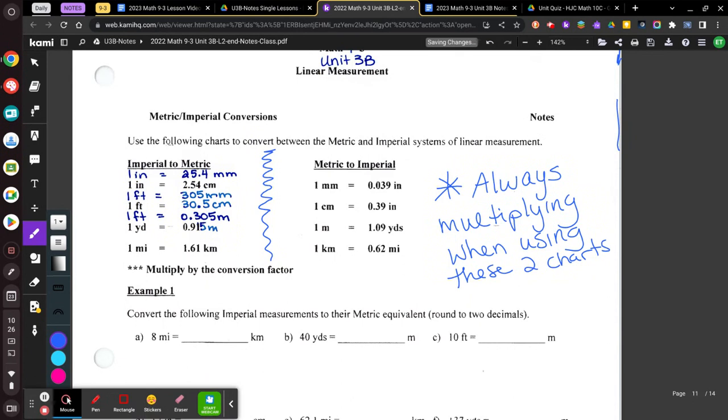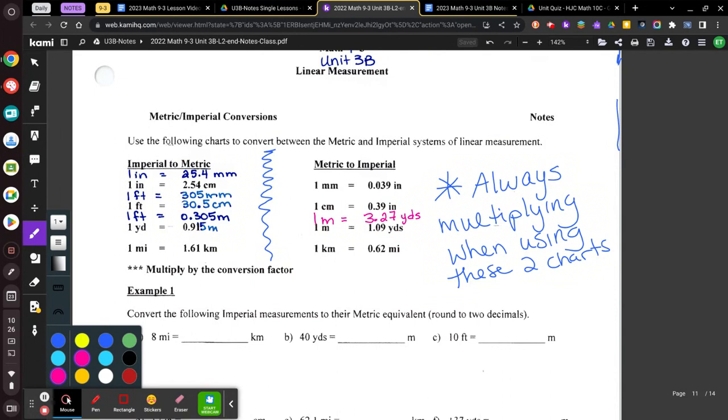Okay, there's one more measurement that's not in there that you need to write down. The one that is missing, I'm going to draw in pink, is this one. 1 meter equals 3.27 yards. So 1 meter equals 3.27 yards.